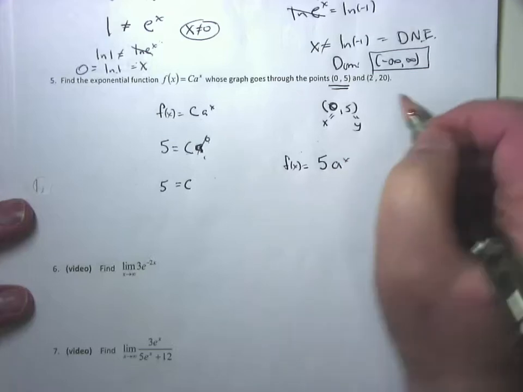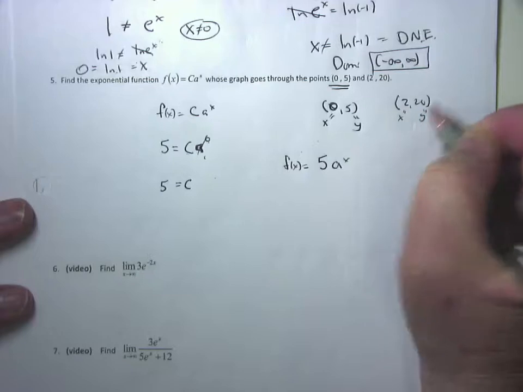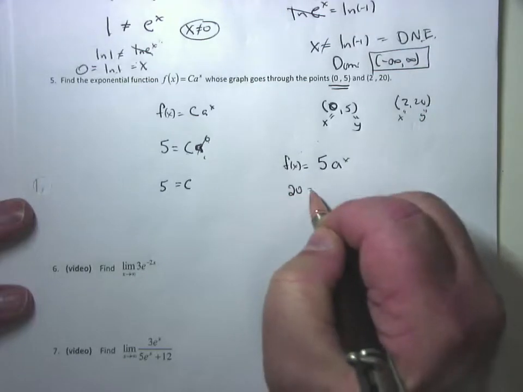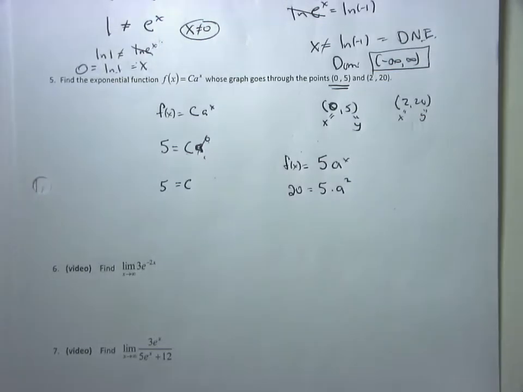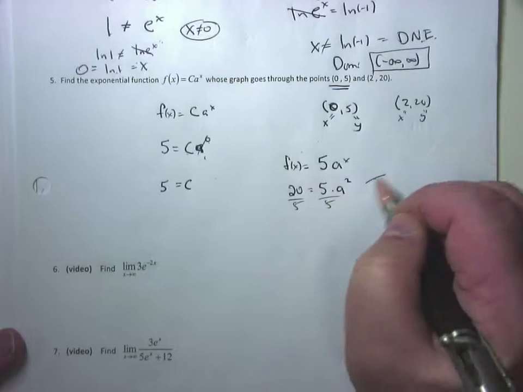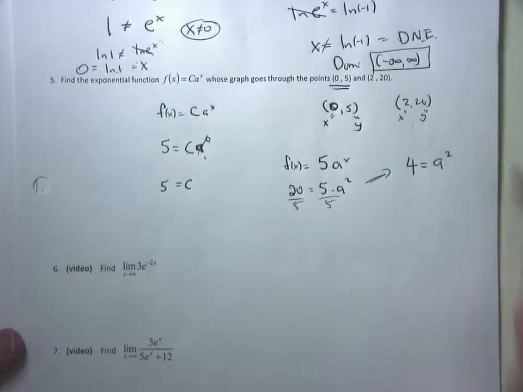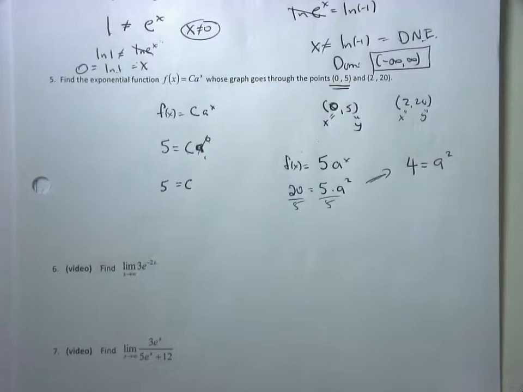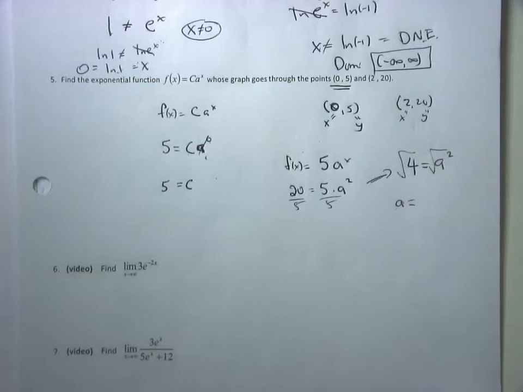Now you're going to plug in the next point, (2, 20). x is 2, y is 20. So 20 would be equal to 5 times a squared. Solve for a. I would divide by 5. That gives me 4 is equal to a squared. And what kills off a square? Square root. So what's a equal to? Plus or minus, or just 2?